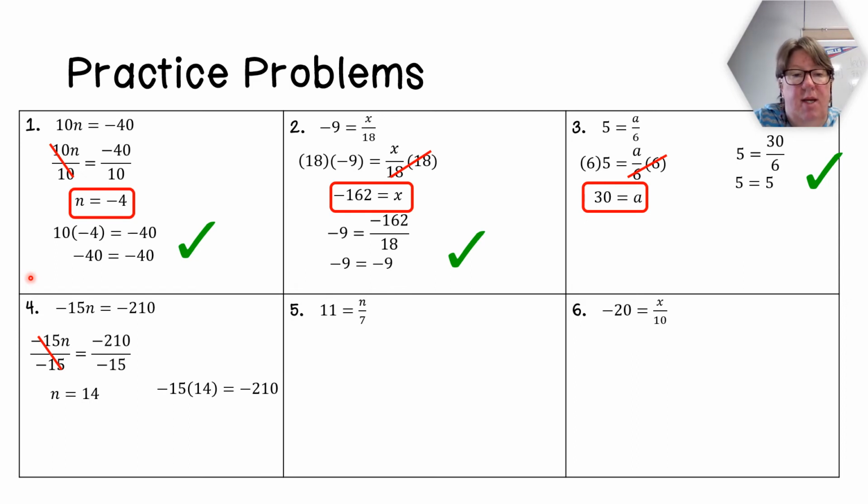We plug that back into the original equation. We simplify and we get a true statement. So we know that in fact n equals 14 is the correct answer.